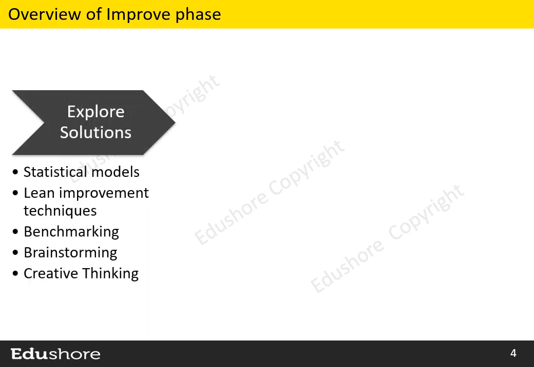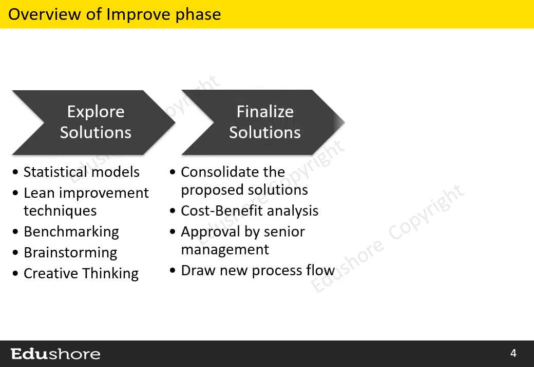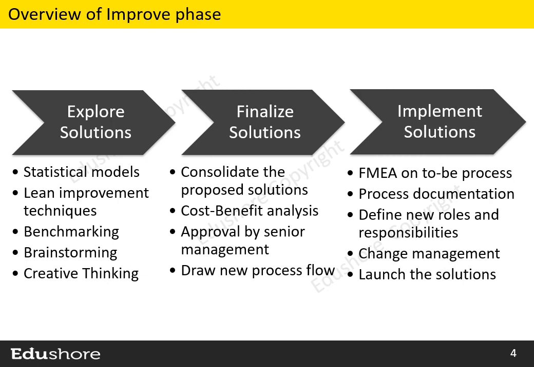In the Improve phase of a Lean Six Sigma project, we do three broad categories of activities. First, we explore solutions for all the root causes by using various techniques. Next, we finalize the solutions by following a structured approach. And finally, we implement the solutions by doing some specific activities to make sure the solutions are effective.